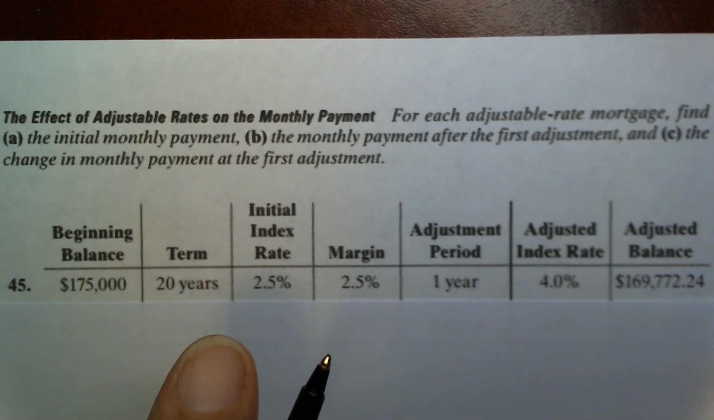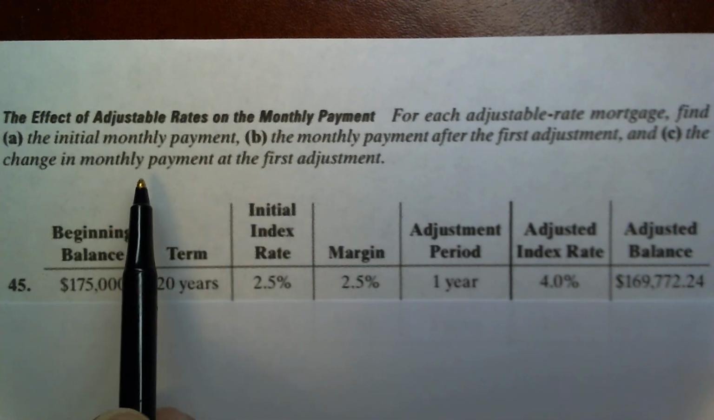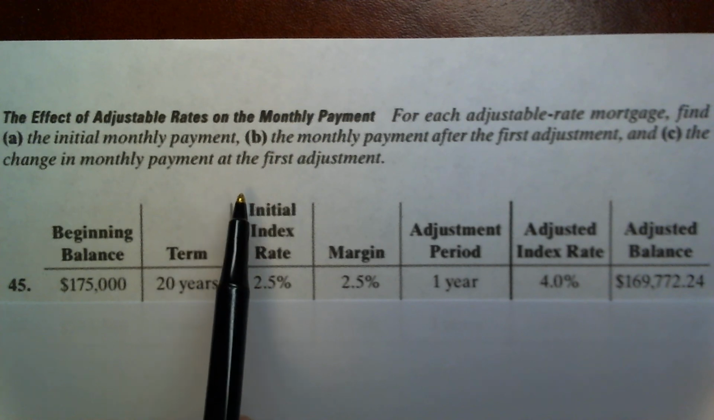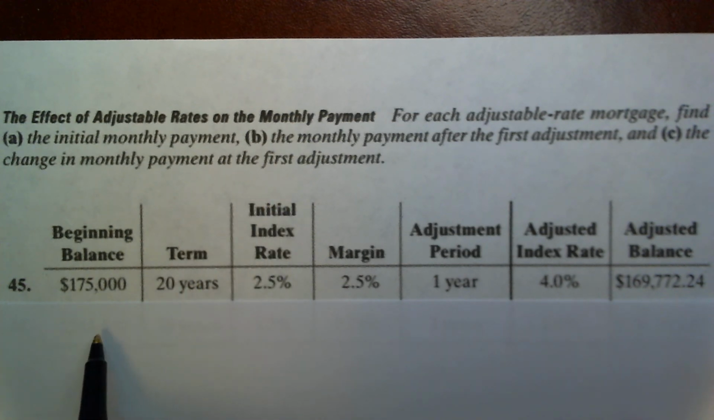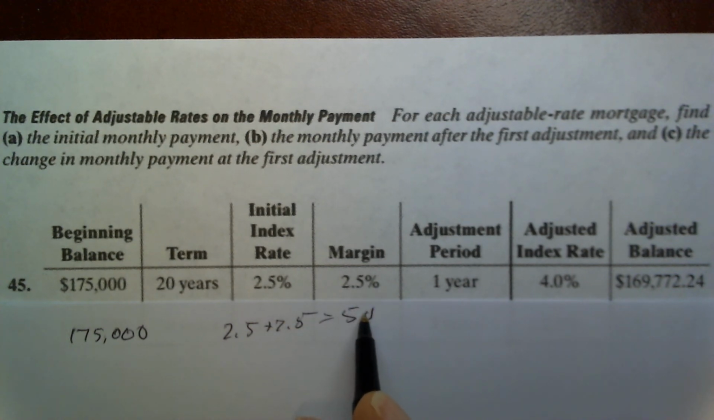Next, we'll be discussing the effect of adjustable rates on the monthly payment. And so here, for each adjustable rate mortgage, find A, the initial monthly payment, B, the monthly payment after the first adjustment, and C, the change in monthly payment at the first adjustment. Okay, so for number 45, the mortgage amount is $175,000. And the ARM, the adjustable rate mortgage interest rate, is the index rate plus the margin. So that's 2.5 plus 2.5 equals 5%.